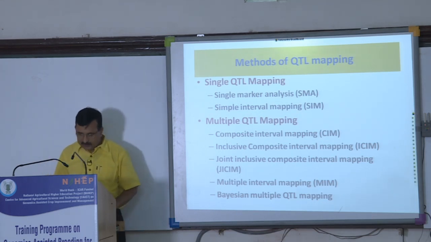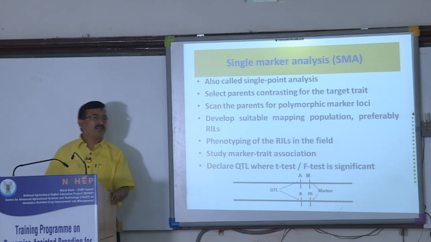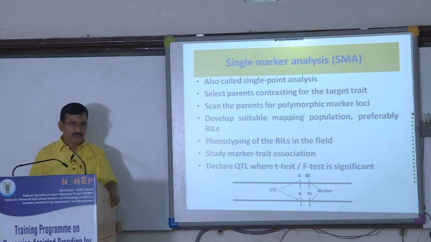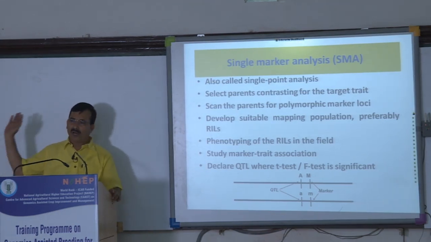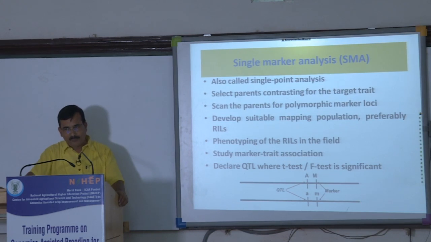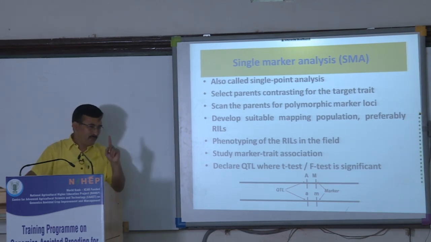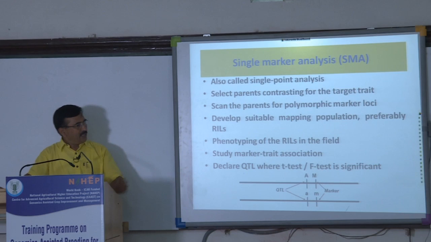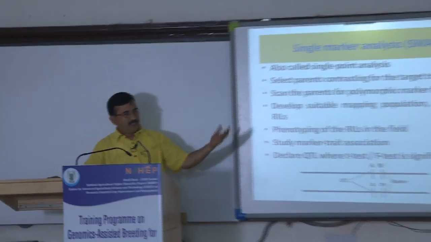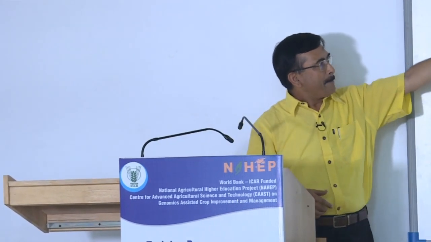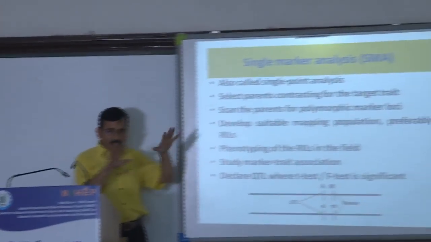All right, now let us see some of the things. In case of single marker analysis, what do you do here? Single marker, remember, you are not thinking about all the markers in the map. You are just talking about a single marker at a time, right? You remember the principle we have discussed, that based on the genotype of the marker, you divide the population into groups, right? So here you have the mapping population.